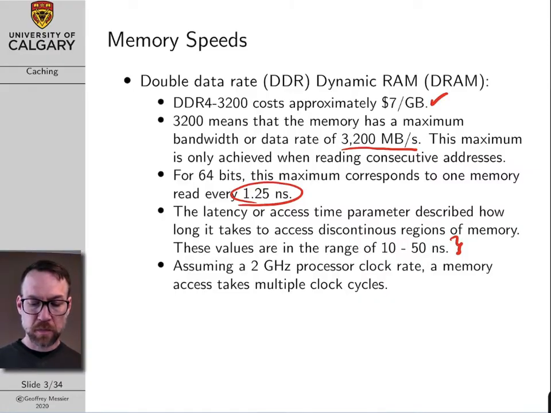And this means that, assuming a 2 gigahertz clock rate for our processor, all of a sudden memory accesses are taking many multiples of a clock cycle. So 10 nanoseconds would be 20 clock cycles. That's kind of the ballpark where we're at. We assume that main memory access takes somewhere between 20 to 50 CPU clock cycles, whereas an instruction only takes one. So now you can start to see why memory is such a bottleneck.